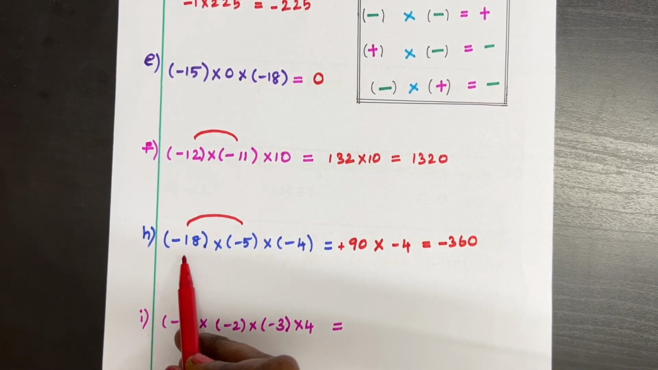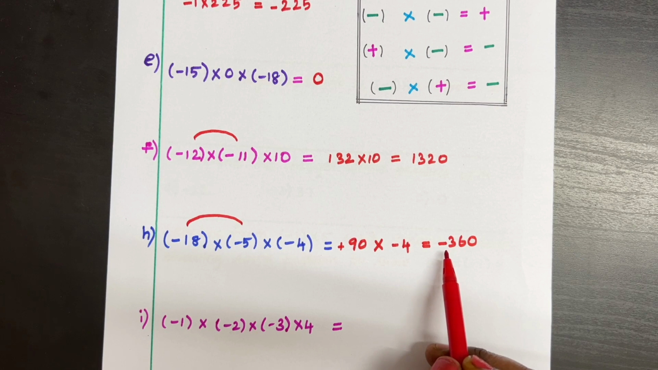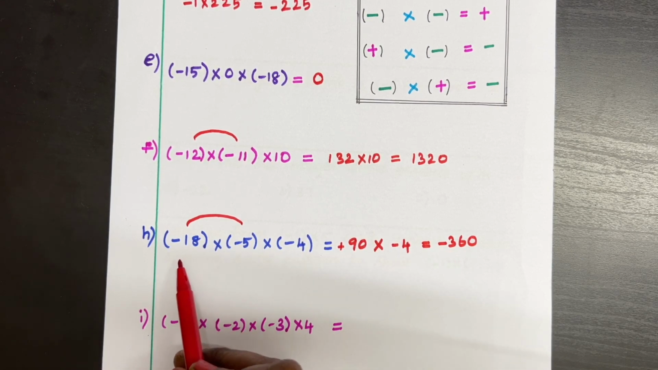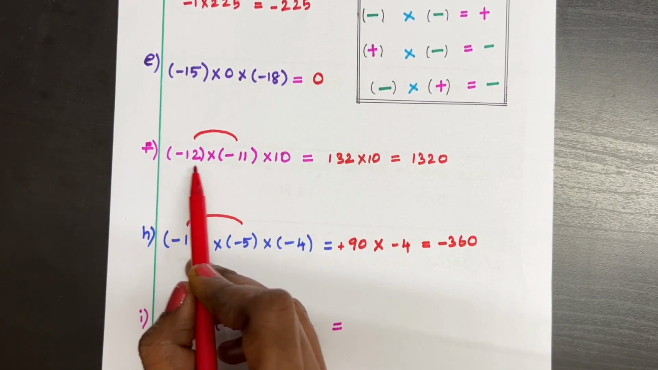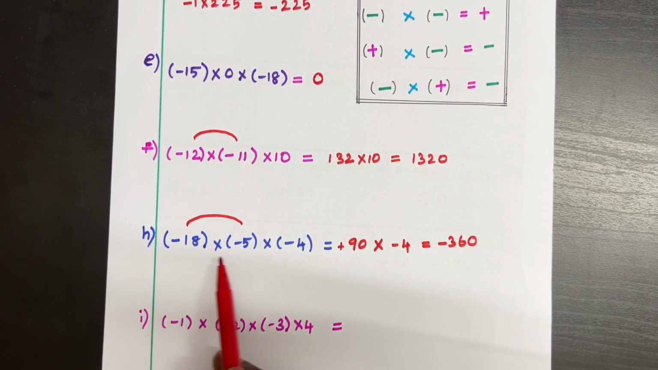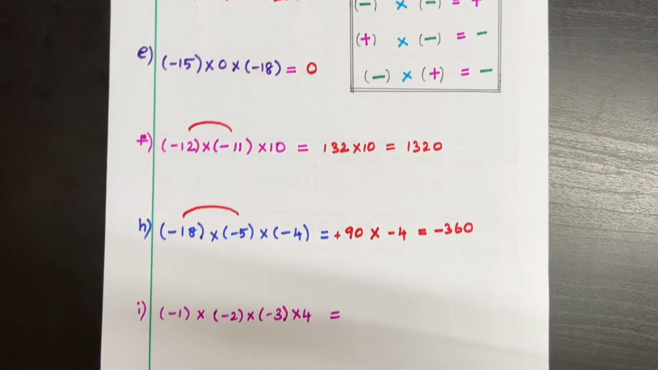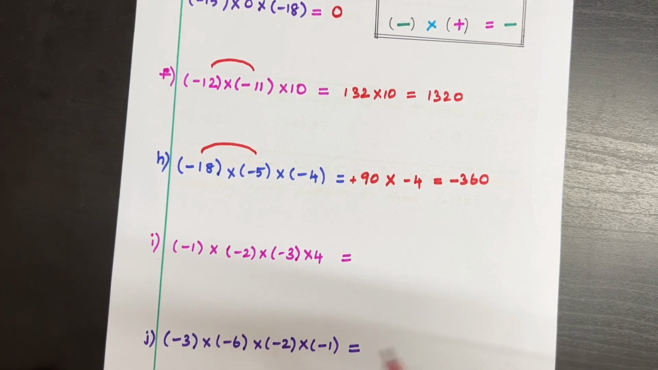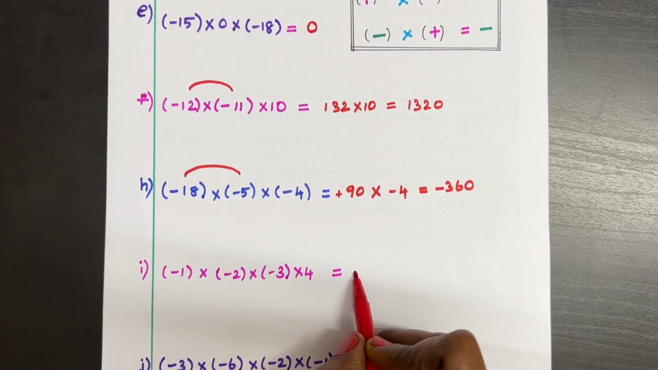See, if the number of negative signs in a product is odd, you will get a negative sign. If the number of negative signs in the product is even, you will always get positive. Here it is even, only two negative signs are there, so you are getting a positive answer. If you get 3 negative signs, that is odd, so you get a negative answer. See here, you can tell just by looking. How many negative signs? 1, 2, 3. It is odd, right? So your answer will come with a negative sign.